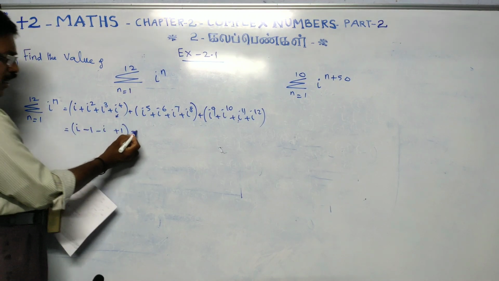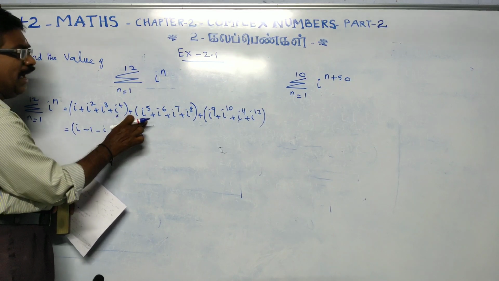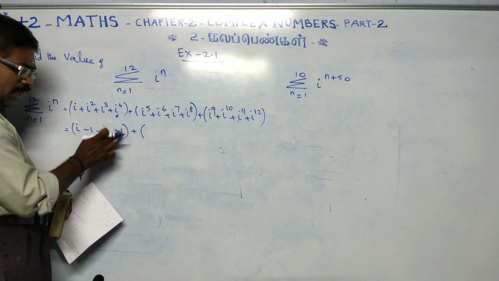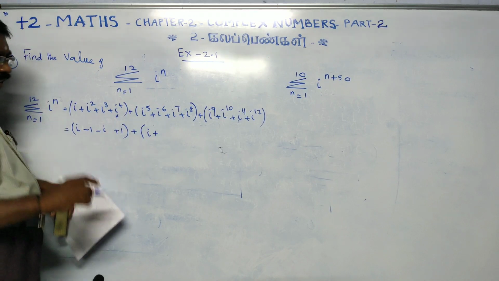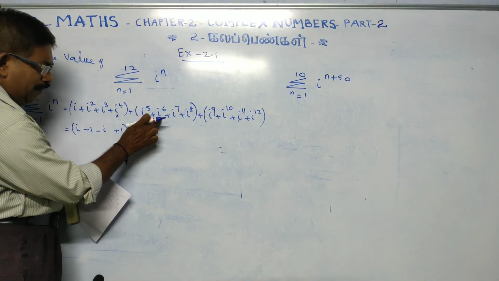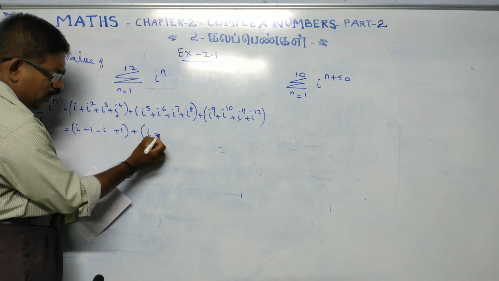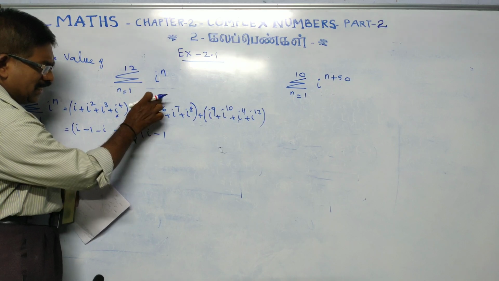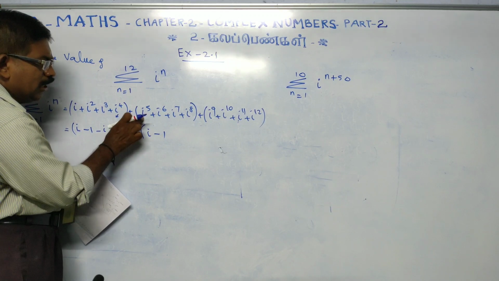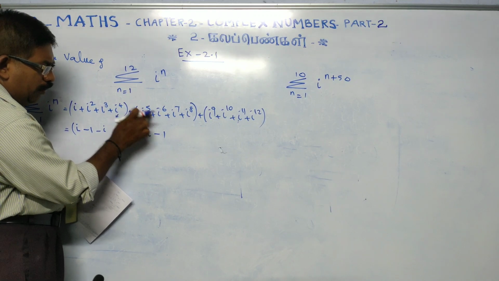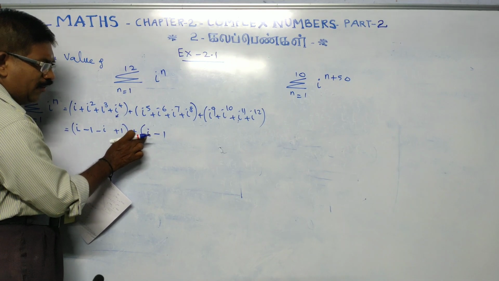Okay, right. What is i power 5? I power 5 means you multiply i power 4 with i. I power 4 is 1, into i, so the answer is i. What is i power 6? I power 6 means i power 5 into i. I power 5 is i, into i gives i square, whose value is minus 1.